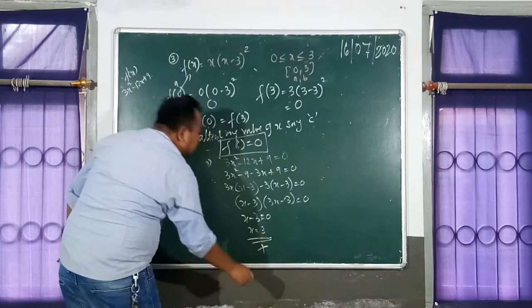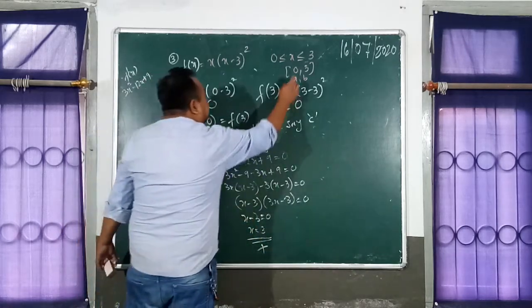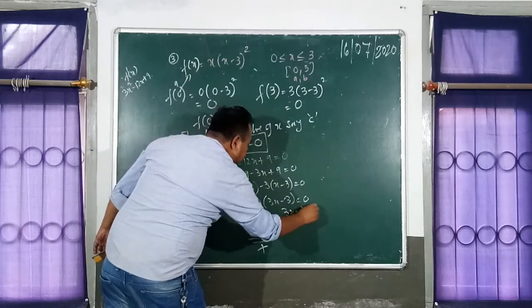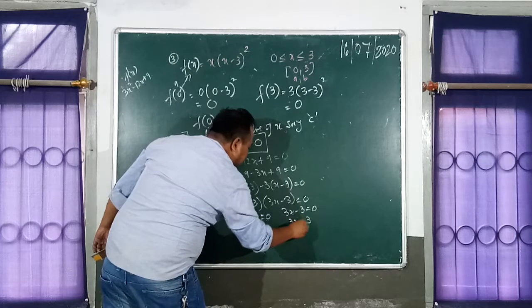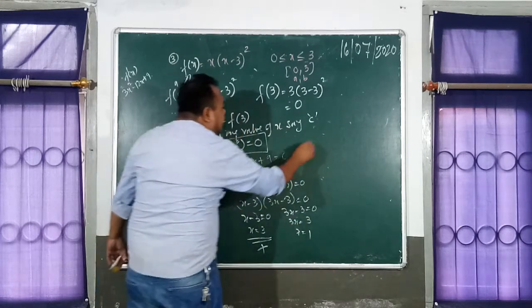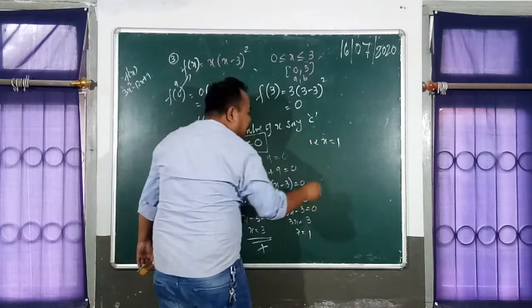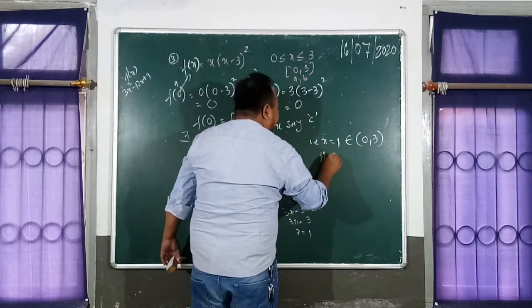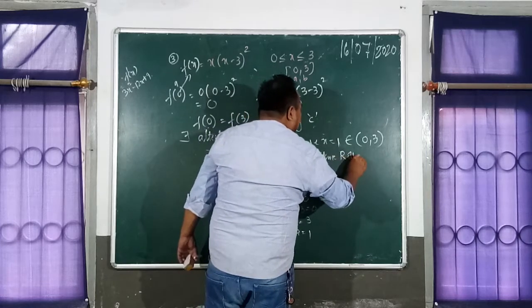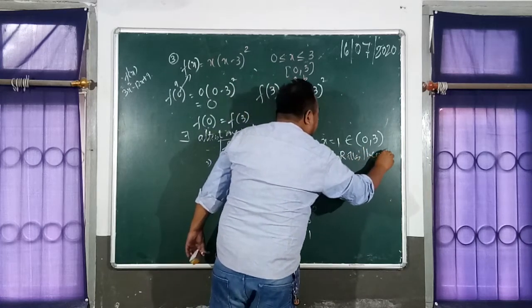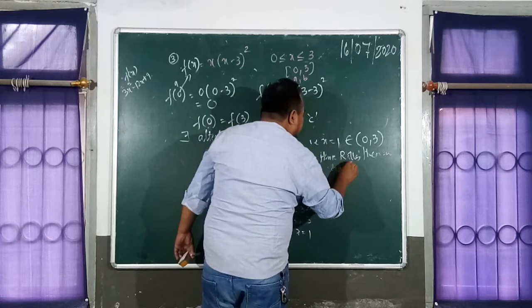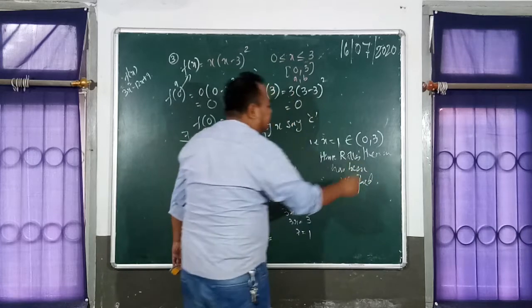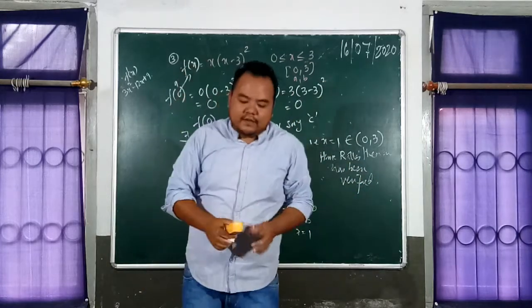I cannot take this value because the point must lie between the interval 0 and 3. Whereas look at the second one, 3x - 3 = 0. So 3x = 3, so x = 1. That is, x = 1 lies in the interval (0, 3). Hence, what can you say? Rolle's theorem has been verified. That means I have proved that the function satisfies Rolle's theorem.